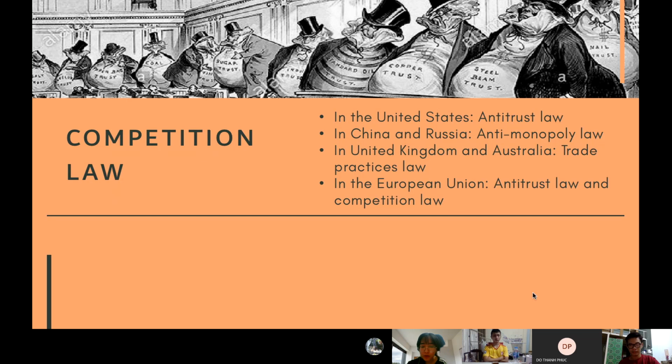It is also known as competition law, and every country in the world has its own competition law. For example, in the U.S., the competition law is called antitrust law. In China and Russia, they call it anti-monopoly law, and in the UK and Australia, they call it trade practice law, and finally in the European Union, they call it both antitrust law and competition law.